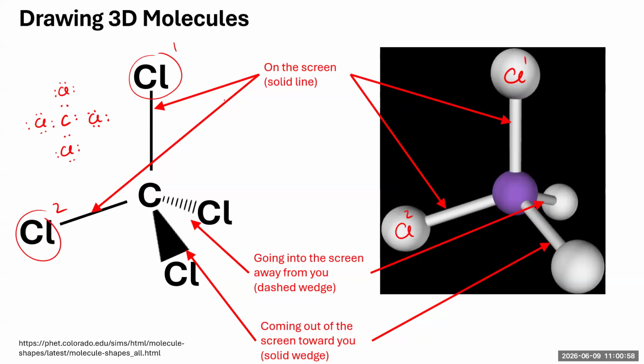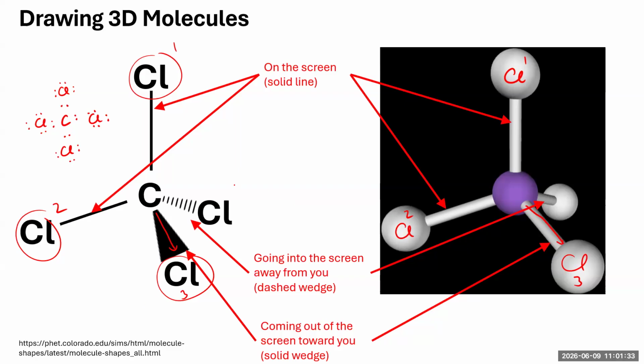Those are straight lines. Those are considered to be laying on the page itself. This chlorine, we'll call this chlorine 3. This one's coming towards you, from the screen toward you, the viewer. And see how that line is kind of projected towards you? Well, that line is going to be this wedge. It's called a solid wedge, right?